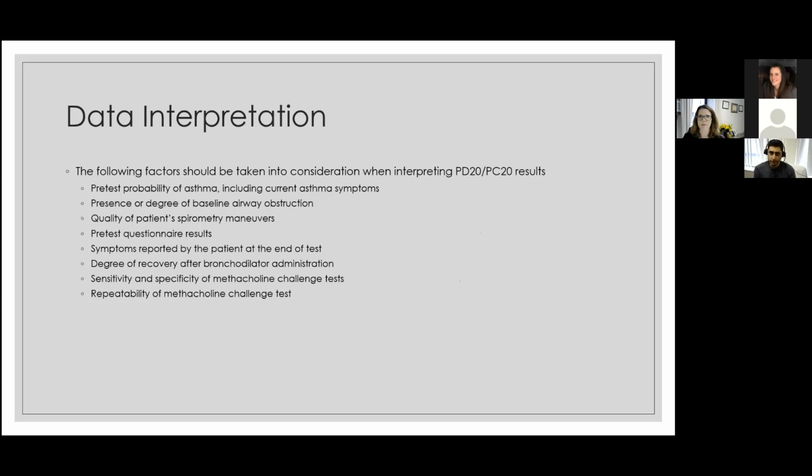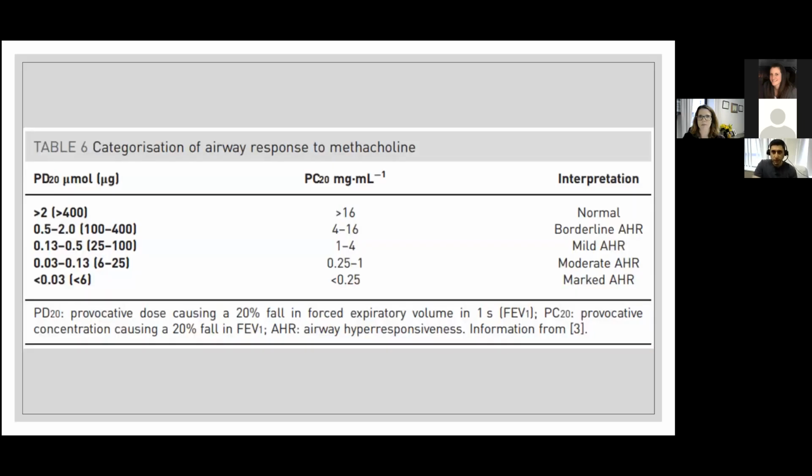So how do we interpret this data? The following factors need to be taken into consideration when you interpret the PD20 and PC20, particularly the pretest probability of asthma, including patients' current asthma-like symptoms, the presence or degree of baseline airway obstruction, the quality of the patient's spirometry maneuvers, the pretest questionnaire results, symptoms reported by the patient at the end of the test, the degree of recovery after bronchodilator is administered, the sensitivity and specificity of methacholine challenge tests in general, and then the repeatability of methacholine challenge testing.